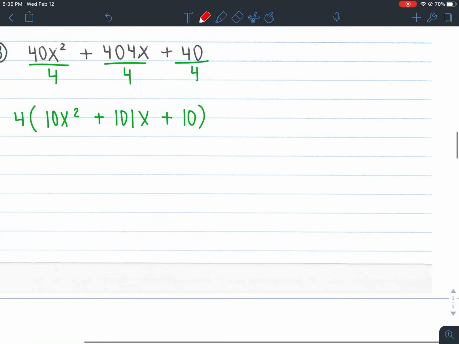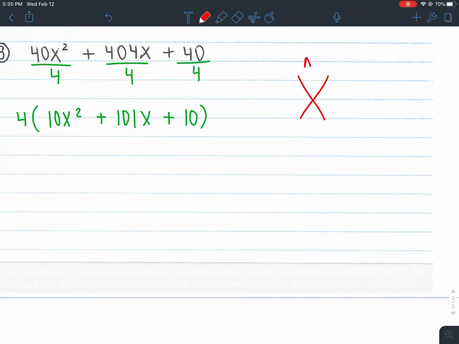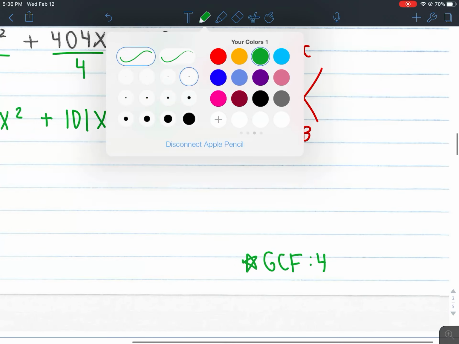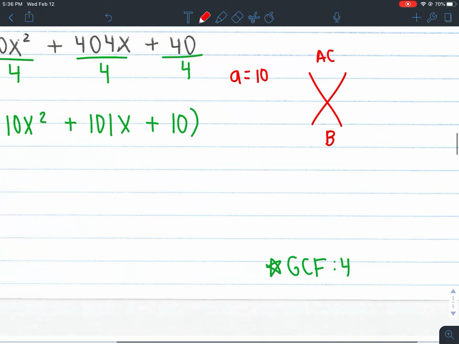So the next step is, once I've taken my GCF out, I have 3 terms, so I'm going to do the AC method. AC on top, B on the bottom. My A is now 10, right? This 4 is not A anymore. I'm taking it out. It's my GCF. So I don't want to forget about it, so I'm going to write it down at the bottom, but I'm going to not worry about it for now. A is 10, B is 101, and C is 10. A times C is 100 because it's AC, and then B is 101.